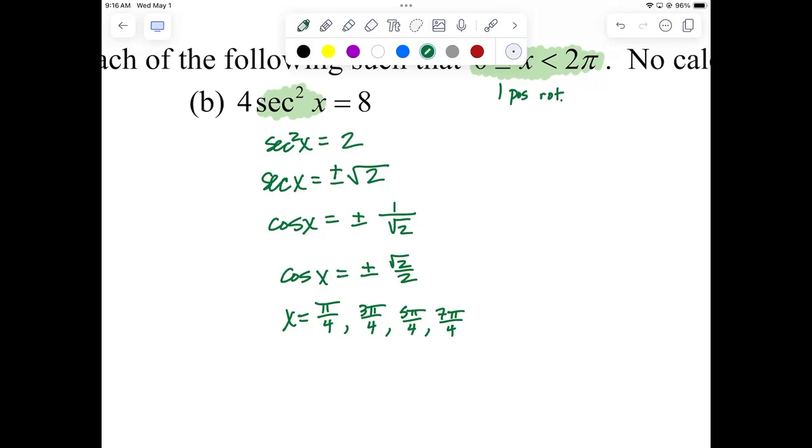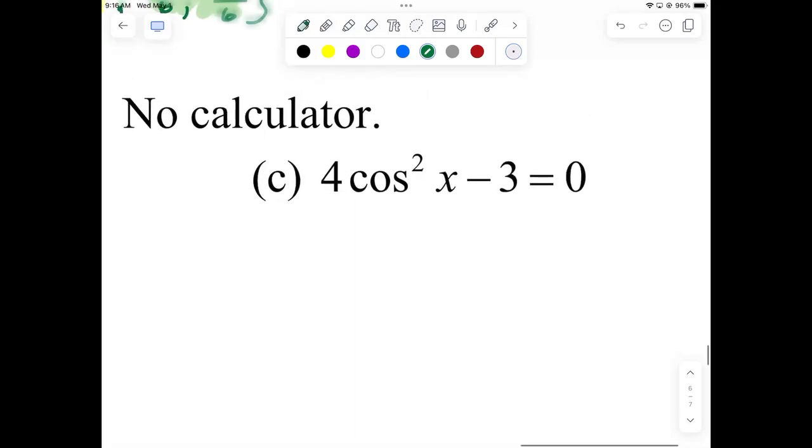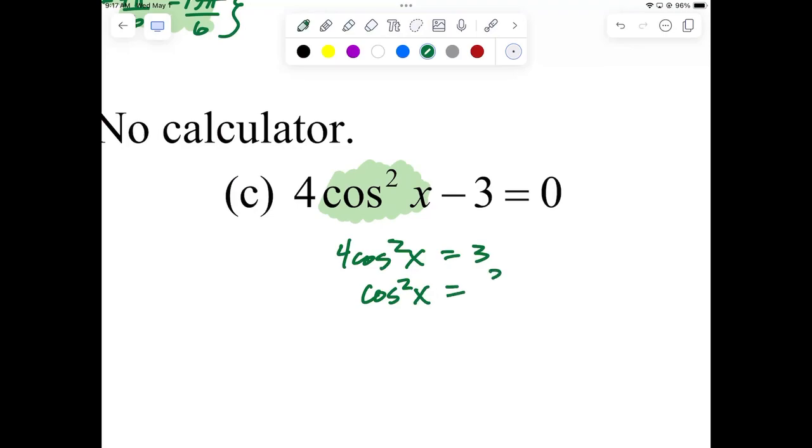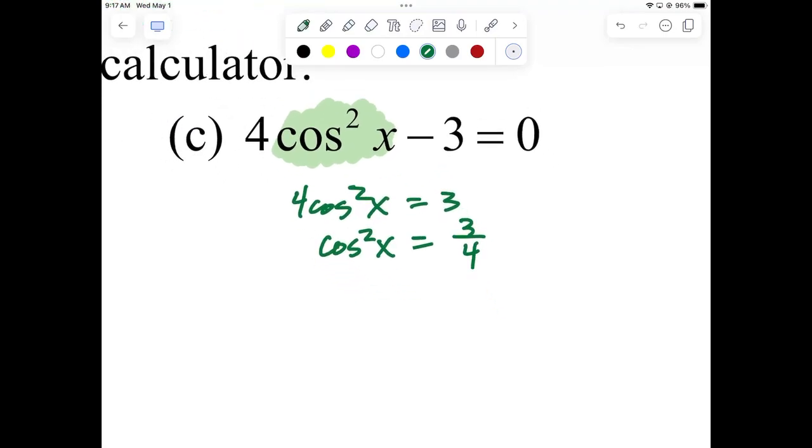All right. Straightforward. We're on rapid fire mode. Any questions? All right, 4 cosine squared of x minus 3. I have a single trig function now. My goal is not to get it equal to 0, but to solve for cosine of x. So I'm going to bring the 3 across, and that equals that. I'm going to divide through by the 4, and I get 3 over 4. Now I'm going to take the square root of both sides, remembering to do what on the right-hand side? Plus or minus the square root of 3/4.